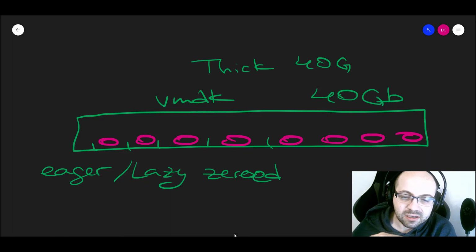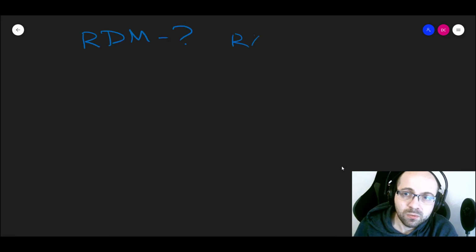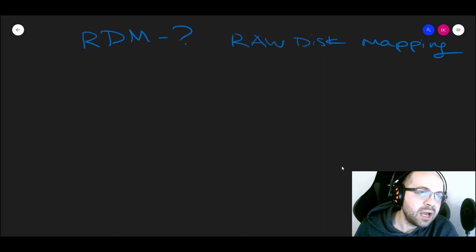Finally, the last type of disk, which I am not going to show you in my web interface, but I'll describe it, is called RDM. So what is an RDM disk? RDM means raw device mapping. And in this case, you wouldn't actually use a virtual disk.